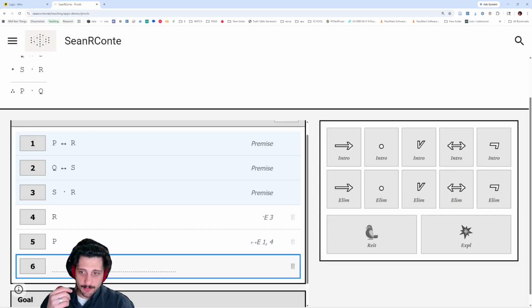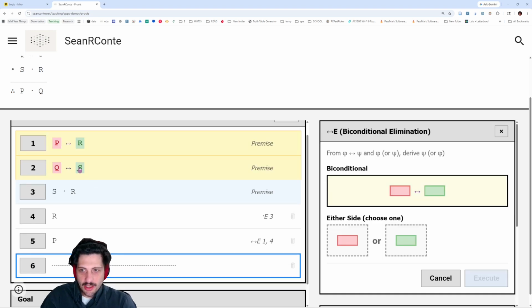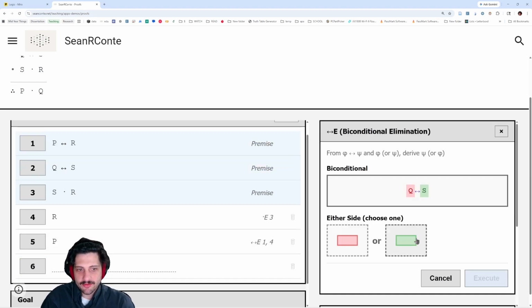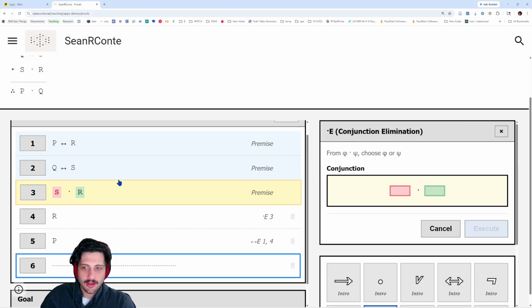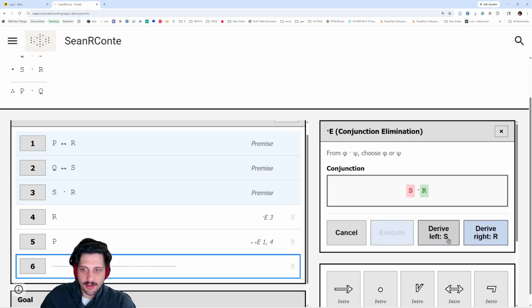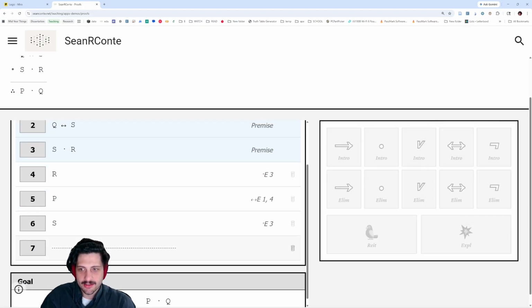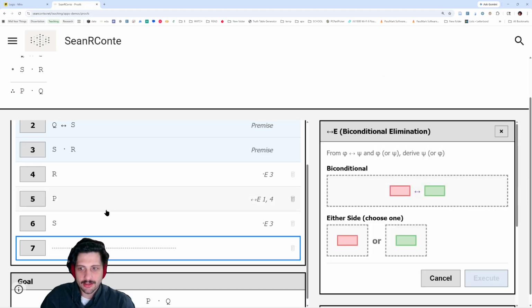So next, after I get my P, I might be thinking, okay, let me do the other biconditional elimination on Q if and only if S. But again, just like before, I don't have Q and I don't have S, so I can't actually do that. What do I need to do first? I need to unpack for myself the other side here, S. So now I can do my biconditional elimination.